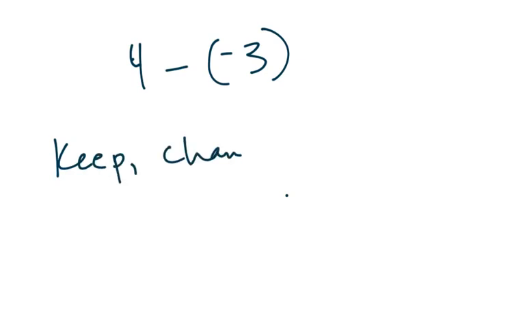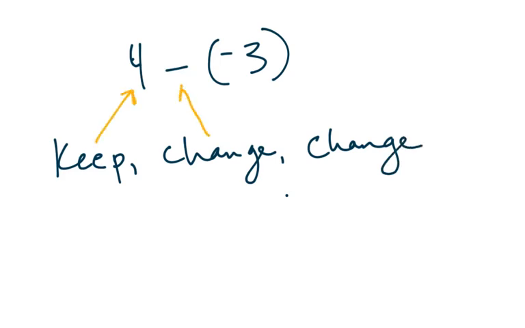4 minus negative 3, keep, change, change. So keep this the same, change that, and change that. Keep this as a 4, change this to a plus, and change this sign. So this is negative, it becomes positive, and 4 plus 3 is 7.